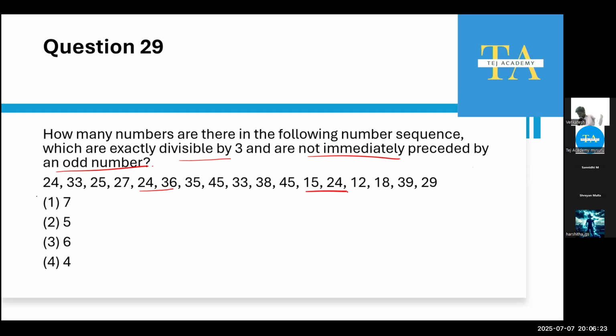Next, 12, 18. As you see, 12 is divisible by 3 and 18 is not an odd number. Next, 39 and 29. 39 is divisible by 3, but 29 is an odd number. So we have only 3 pairs: 1, 2, 3. One more pair is missing.